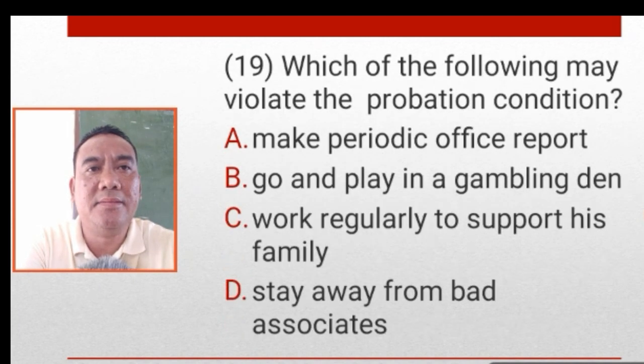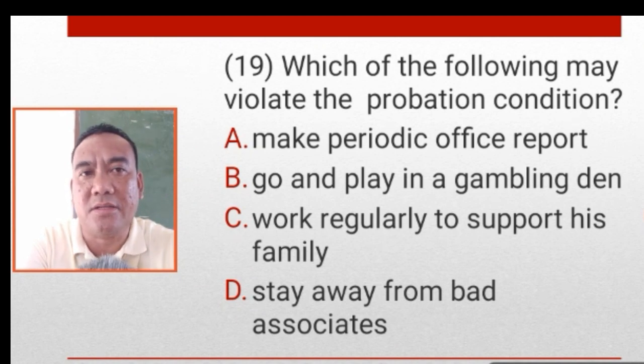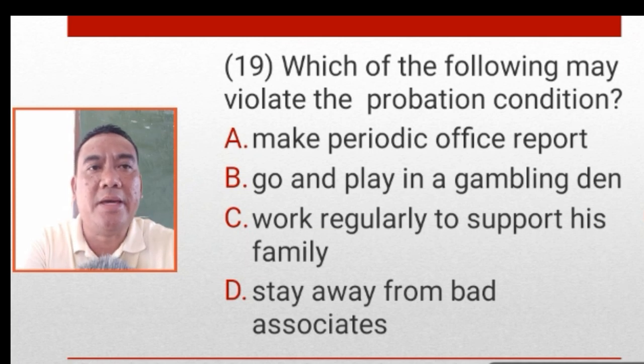Number 19, which of the following may violate the probation condition? A, make periodic office report. Letter B, go and play in a gambling den. Letter C, work regularly to support his family. Or letter D, stay away from bad associates.